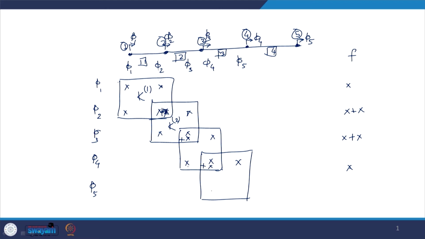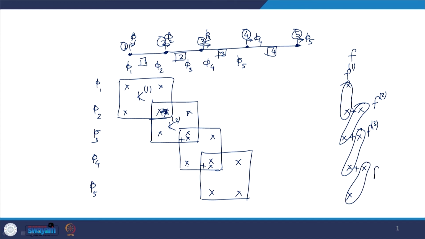So, 5 4, 5 5, and again corresponding to node 5, there would be one element here and one element here. This one comes from F 1, this one comes from F 2, this one comes from F 3 and this one comes from F 4. The element superscripts indicate the element numbers, and this one is K 4 and this one is K 3.